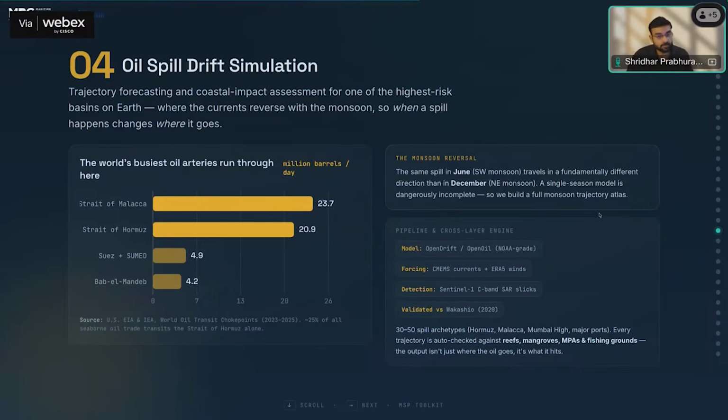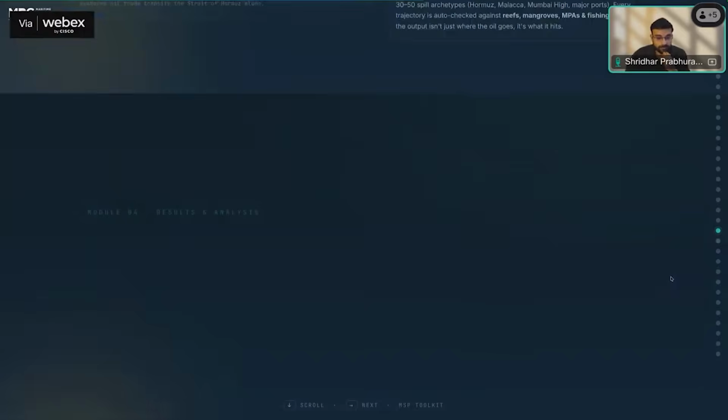The fourth is the oil spill drift simulation, with two more layers to go. Oil spill drift simulation and prediction essentially means that we identify where the oil spills have occurred and also simulate, because as I said, based upon the wind and the monsoon, the trajectory of the oil spill changes. And given where IOR is situated, with the Strait of Malacca and the Strait of Hormuz, around 23.7 million barrels of oil per day are transmitted through the Strait of Malacca and Hormuz. So it is extremely important for us to both locate an oil spill immediately, and also understand the flow of it.